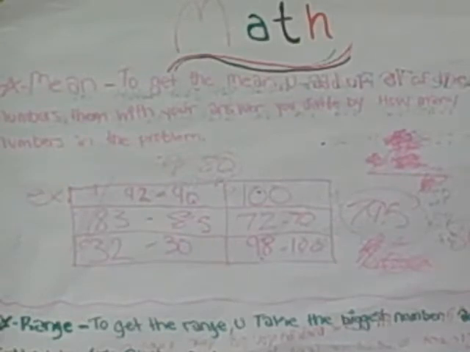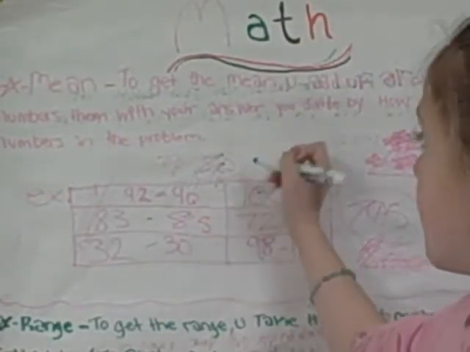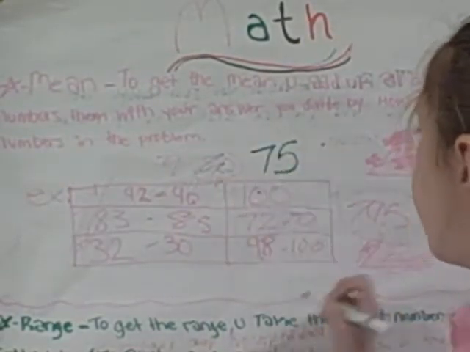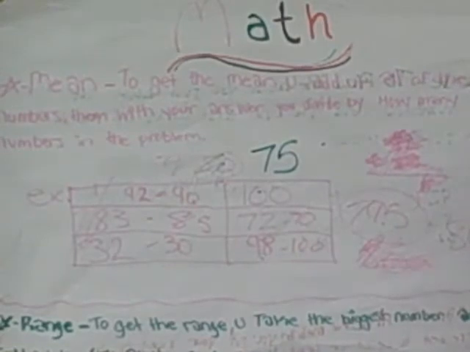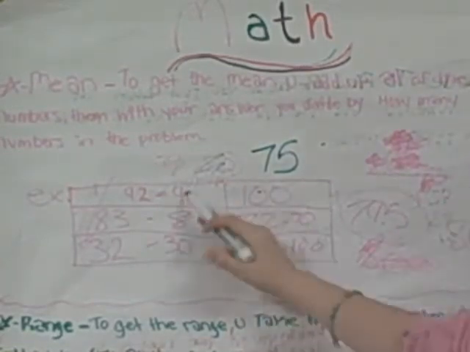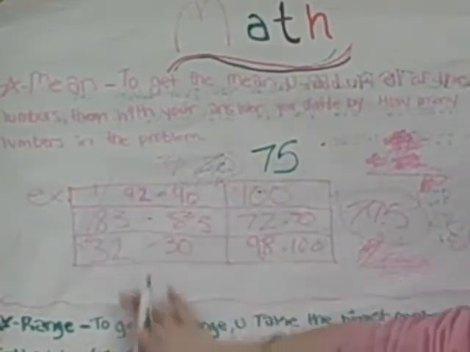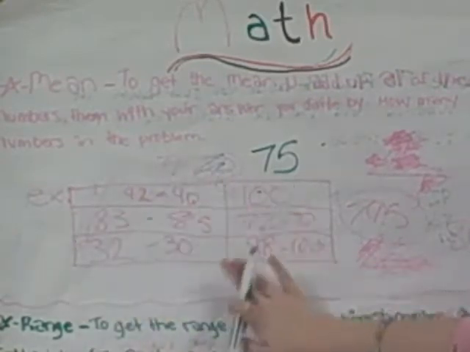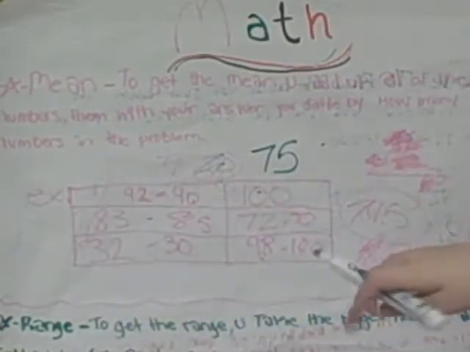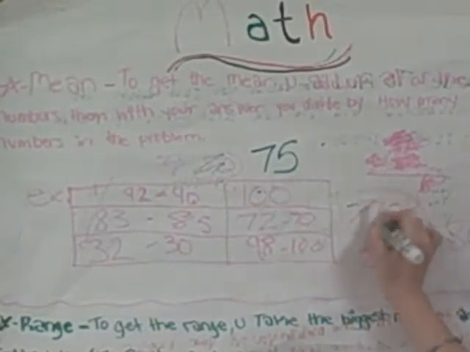But now we have to do the actual math. Instead of using the numbers that we rounded, we're going to use the actual numbers: 92, 83, 32, 100, 72, and 98. Whenever we added all those up and divided, we got 79.5.